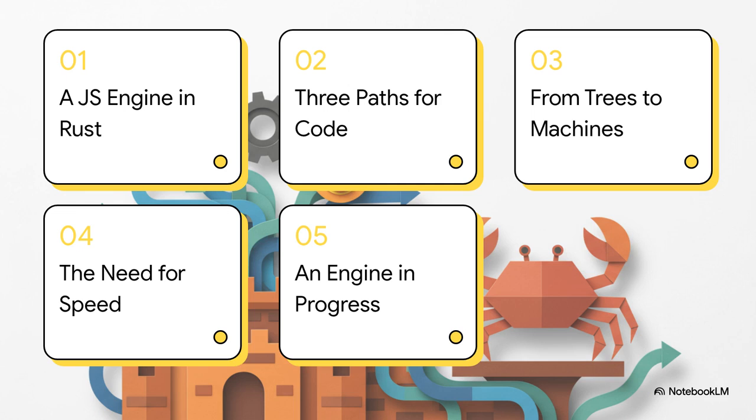All right, so here's our game plan. We're going to explore the architecture of Just, which is this experimental JavaScript engine built in Rust. First, we'll cover what it is, then we'll look at the 3 totally different ways it can execute your code. After that, we'll see why all that complexity matters, and finally, we'll check in on where the project stands today.